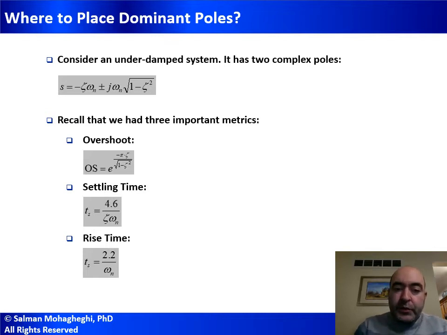So overshoot is related to zeta through an exponential function. Settling time is 4.6 divided by zeta omega n. And again, remember that zeta omega n is the distance of the pole to the j omega axis. And rise time, and this should be tr and not ts, so rise time tr is 2.2 divided by omega n, and again remember omega n is the distance of the pole to the origin.